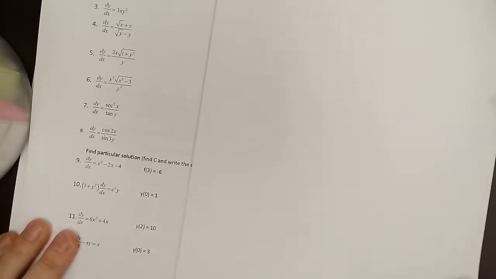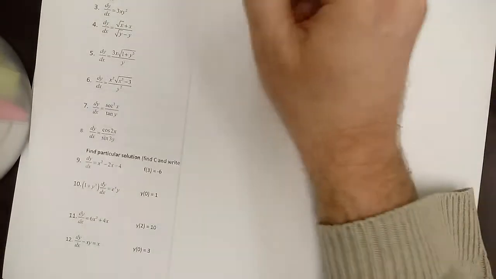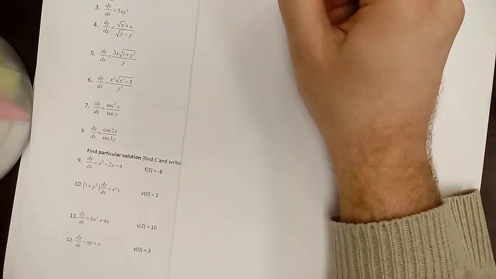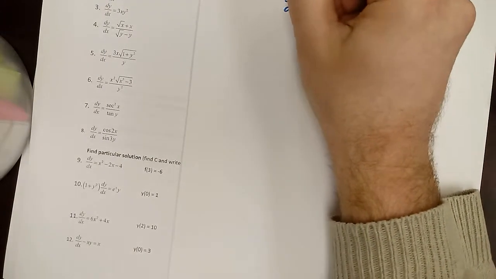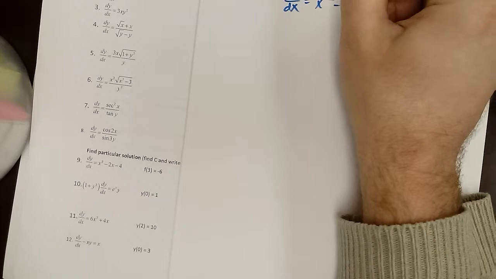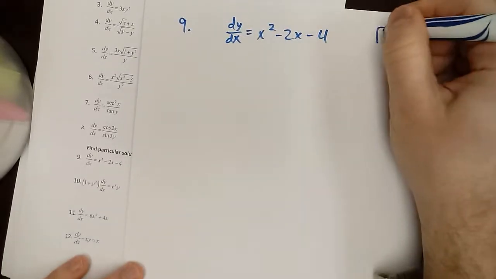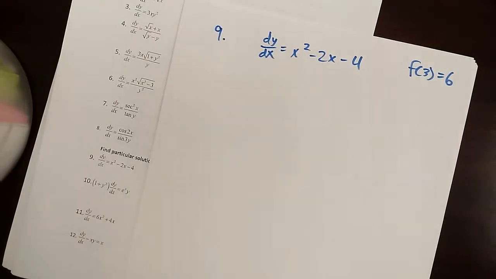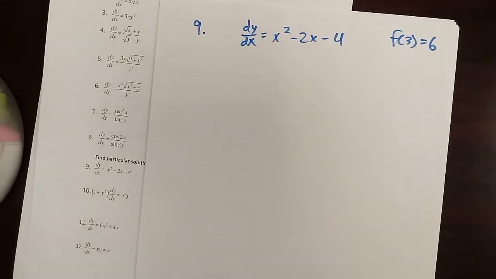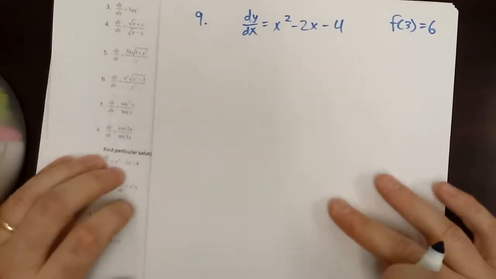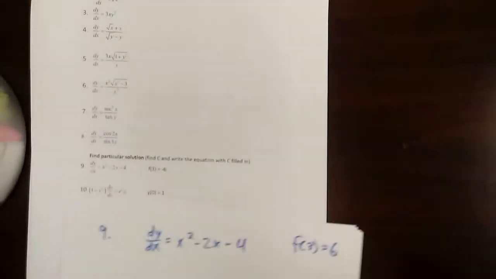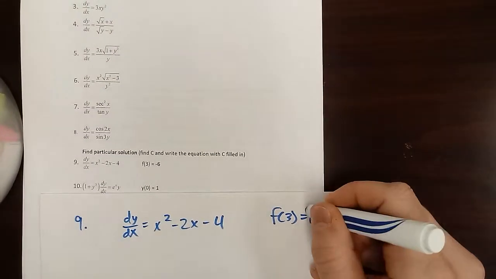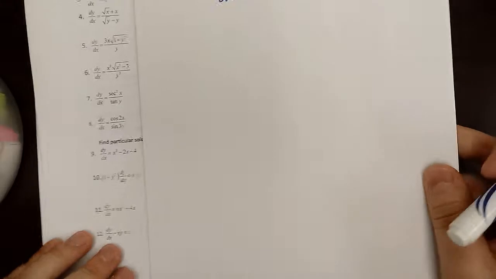general. Now let's get into the specific. So, number 9. dy/dx is equal to x squared minus 2x minus 4. f of 3 is equal to negative 6. Okay, so let's go through and pop this out.